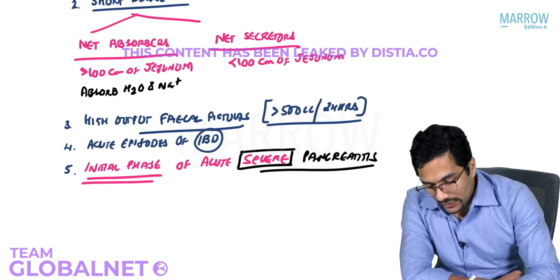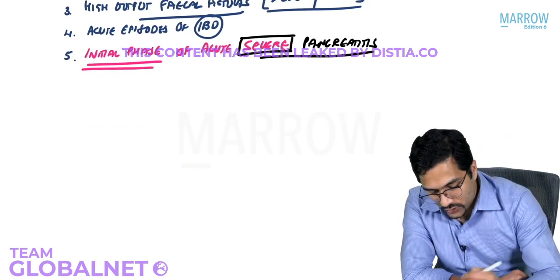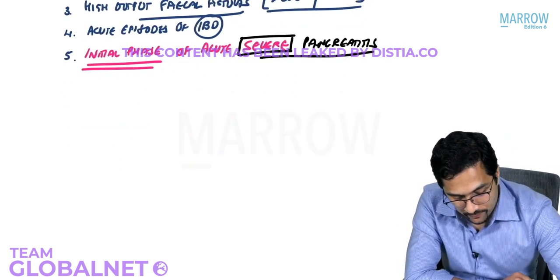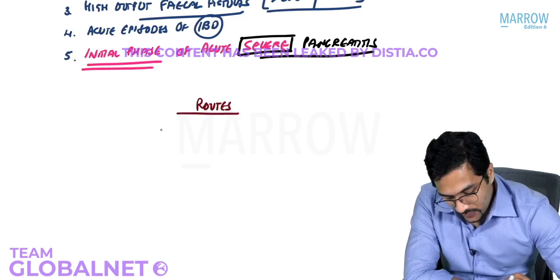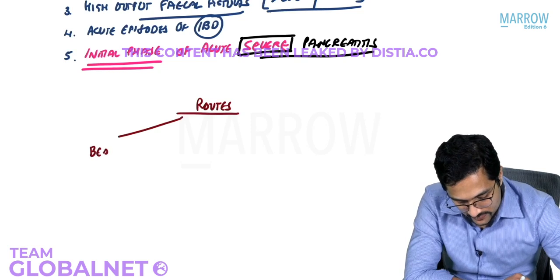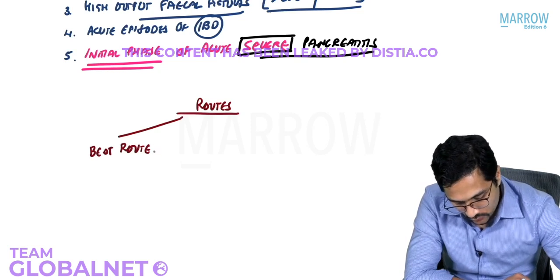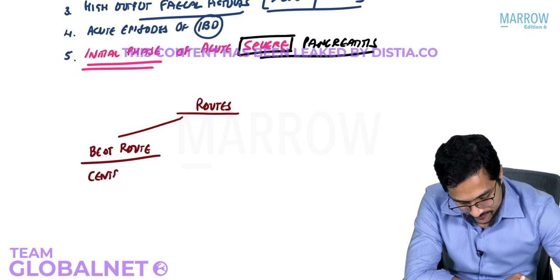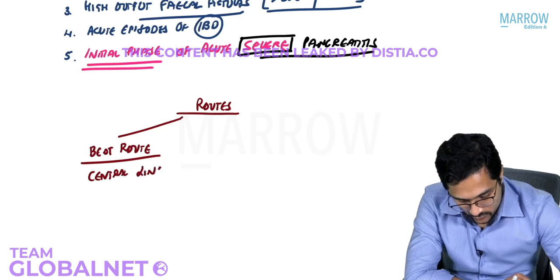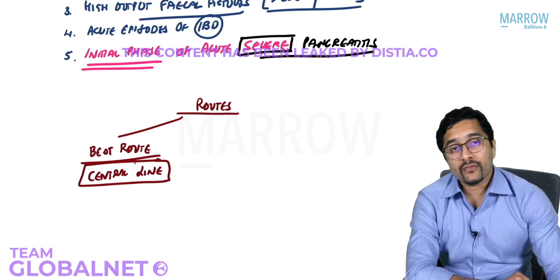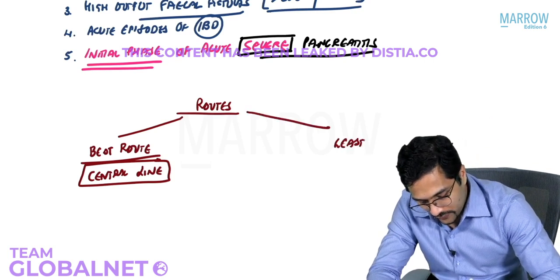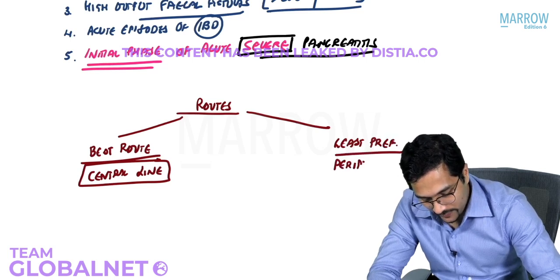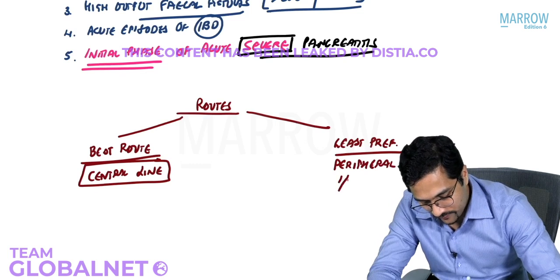The next question which arises is, what are the routes through which we can give parenteral nutrition? The best route is a central line through which we can give total parenteral nutrition. The least preferred route is peripheral IV lines. And why are peripheral IV lines least preferred?